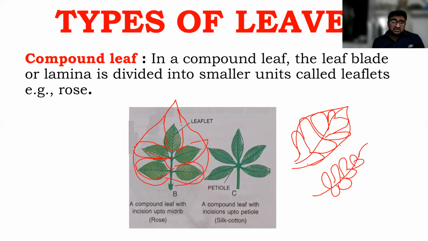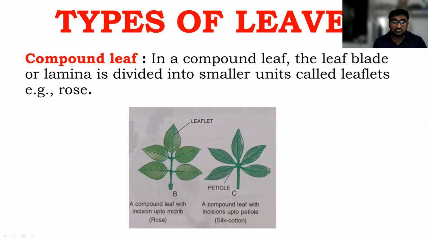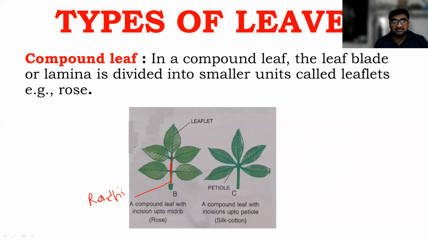In a compound leaf, the leaflets can be arranged along a central axis. Such a central axis along which the leaflets are arranged is known as a rachis. So the rachis is a central axis to which the different leaflets are arranged. So this is the central axis, and the different smaller leaflets arranged on it. That is known as a rachis. Okay, this is a rachis.